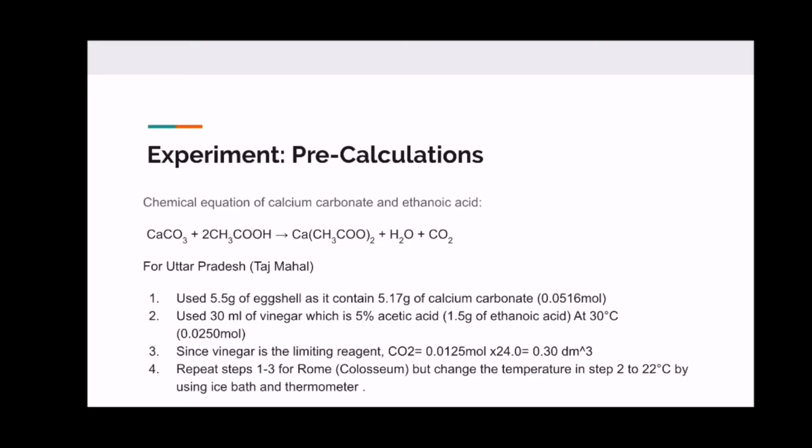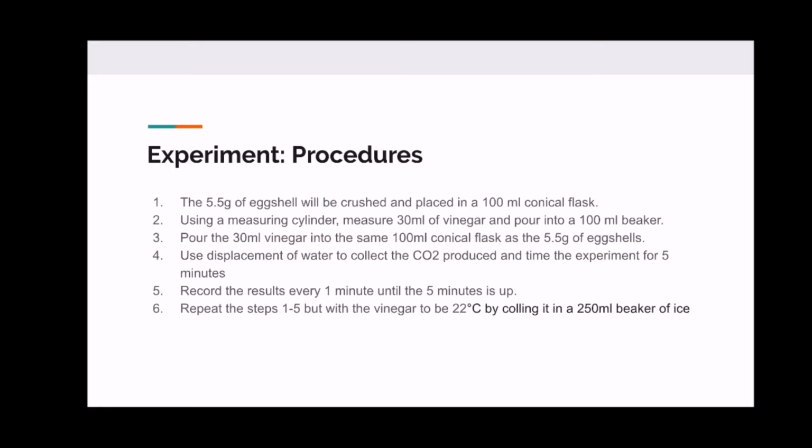By using this volume to find the mole, I managed to find the theoretical mass of the CO2 produced, which is 0.30 dm3. Due to time constraint, only 5 minutes were given for each setup. Thus, it was not as accurate as it did not show the full reaction. The volume of CO2 produced was recorded every minute until 5 minutes.